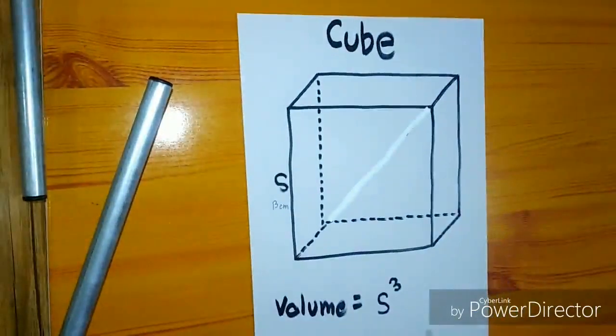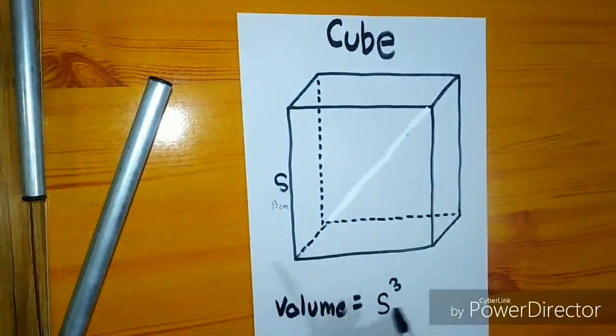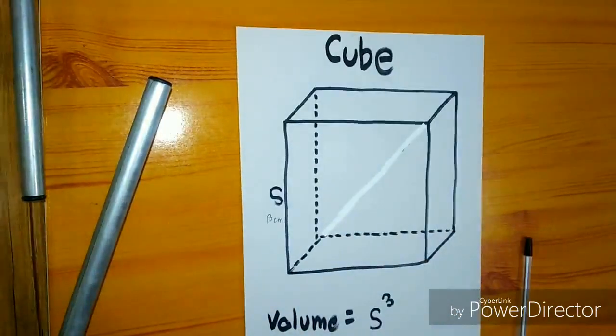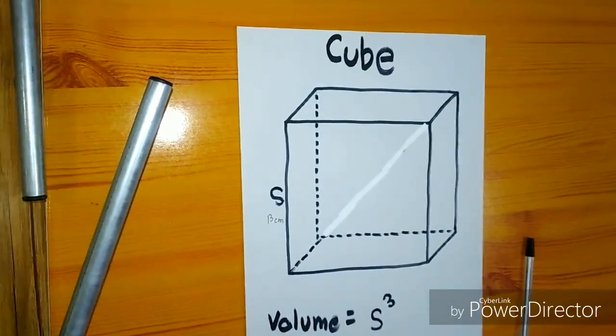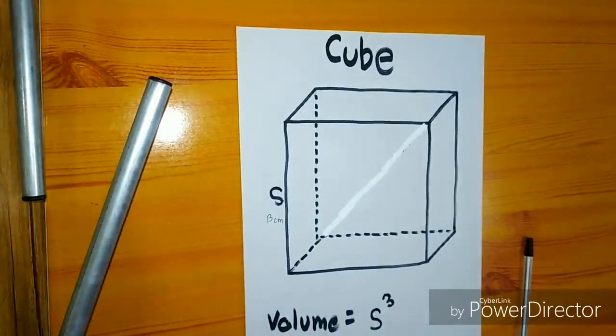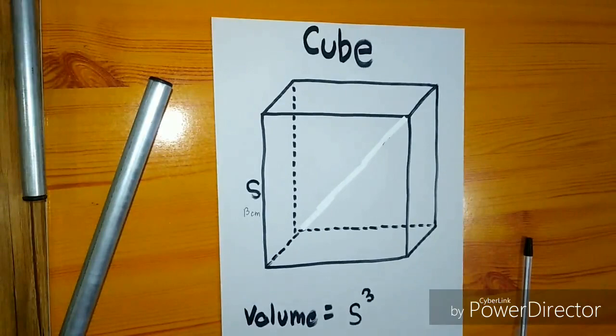The next spatial figure is the cube. A cube is a three-dimensional figure having 6 matching square sides. A cube is more or less the same as a rectangular prism, but all of its bases and faces are squares.